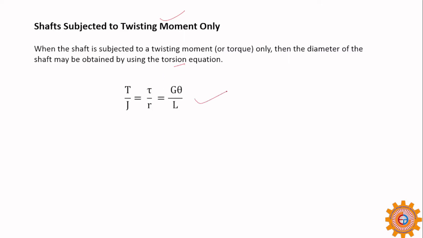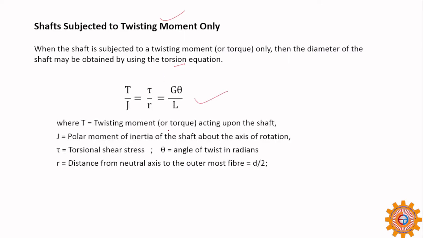So where T is the twisting moment or torque, its unit is Newton meter. J's unit is meter to the power of 4. G is Newton per meter square, that is the modulus of rigidity. This is the angle of twist, and it must be in radians.